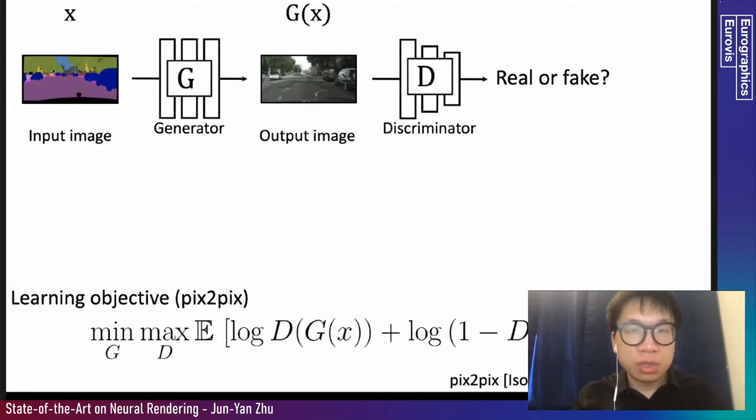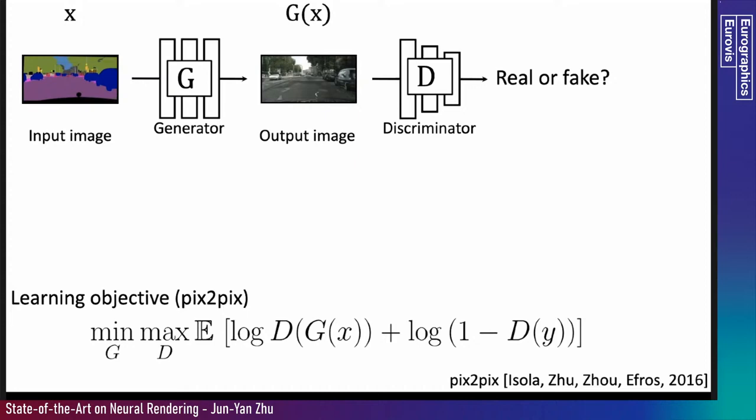One recent example is Pix2Pix. In Pix2Pix, we use the framework of generative adversarial networks, where a generator tries to map an input to the output, and the discriminator tries to decide if the output is real or fake. There's only one issue here: this output looks realistic, but so does this output image. This image also looks real, but it has nothing to do with the input semantic label map.